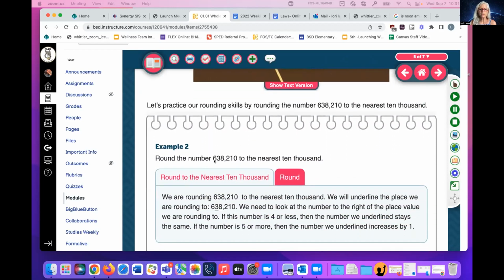Round the number 638,210 to the nearest 10,000.